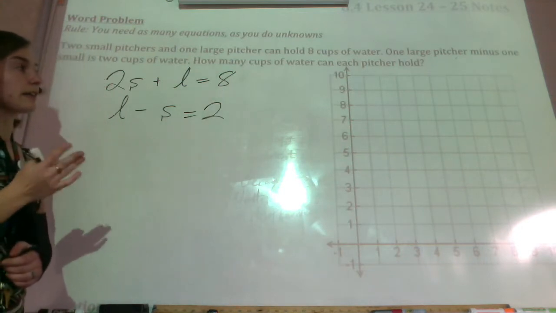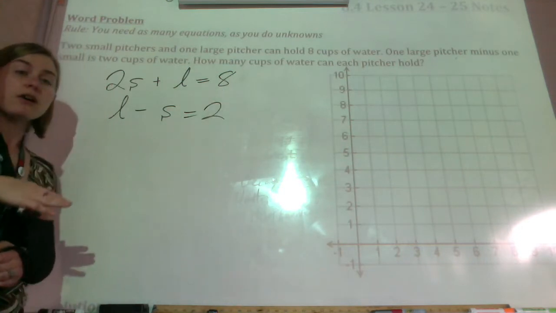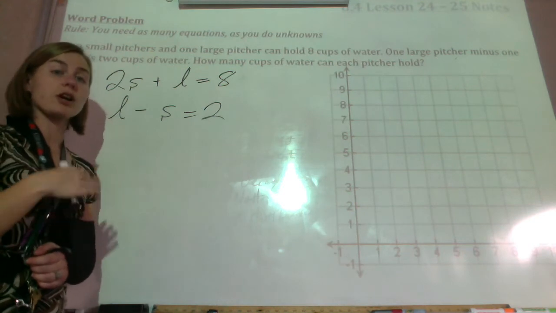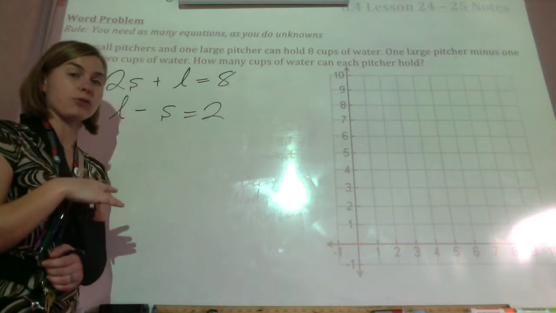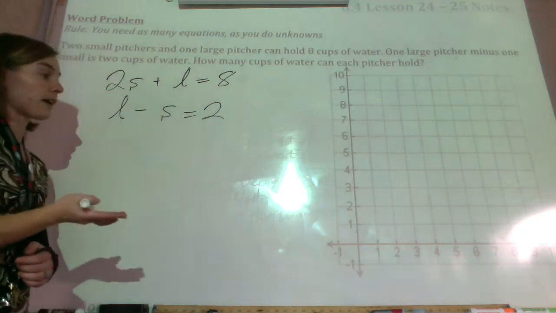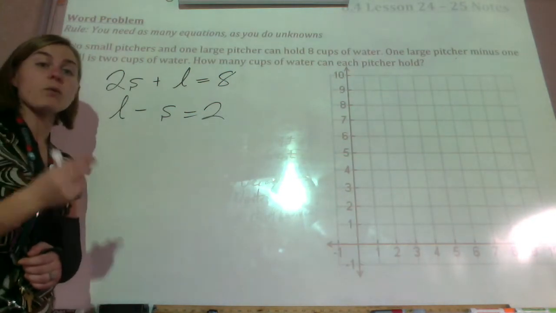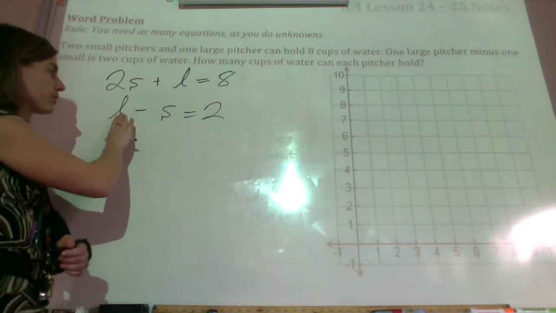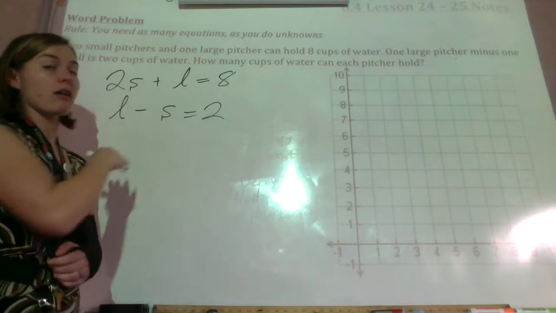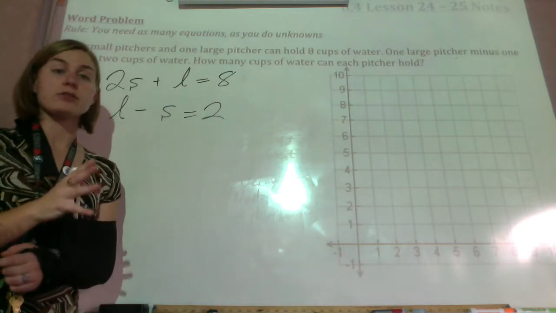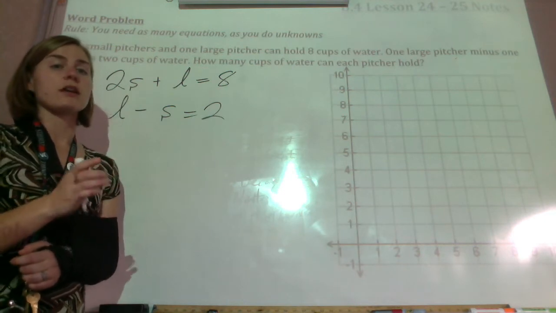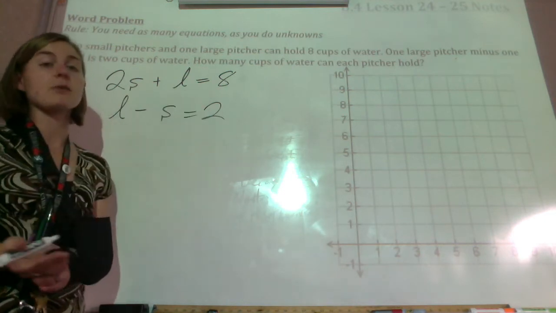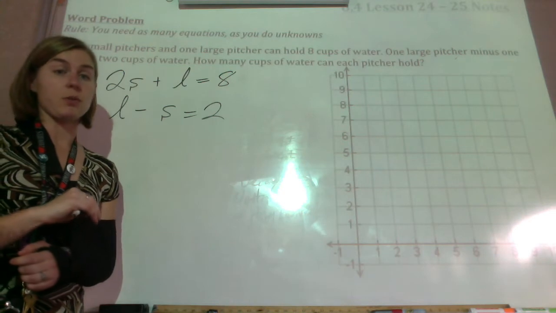How many cups of water can each pitcher hold? So now we have our 2 equations for our 2 unknowns, so we can find out both of them. So we're just going to need to graph both of these in order to find out what the solution is. Now, when we wrote our equations, we used L and S as our unknowns, and you, of course, are allowed to select any variables that you want. But then when it comes time for graphing, you have to decide which one you want to be X and which one you want to be Y.